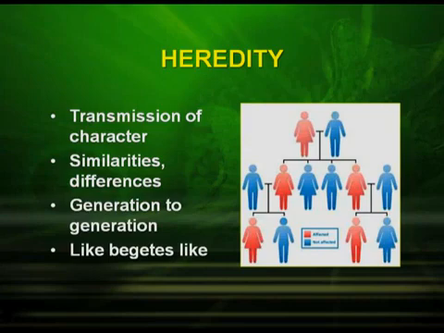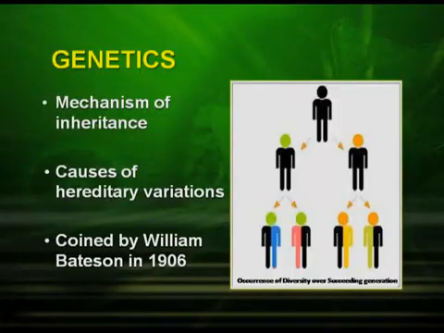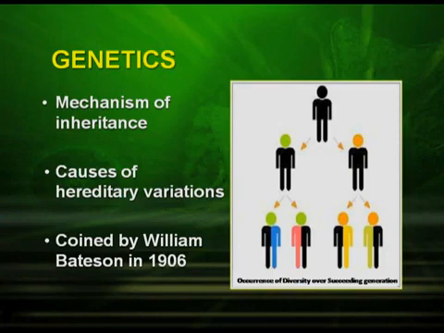The first important term is heredity. What is heredity? It is the transmission of characters, similarities and differences, from generation to generation. It's a very common proverb: like begets like, that is, similar organisms give rise to similar types. What is genetics? It is the mechanism of inheritance and the causes of hereditary variations, and the term was coined by William Bateson in 1906.